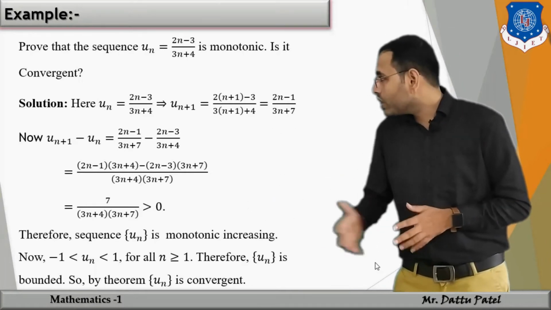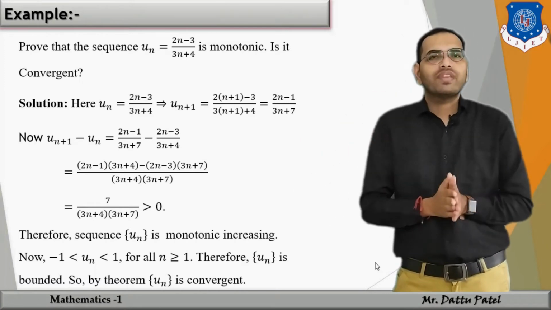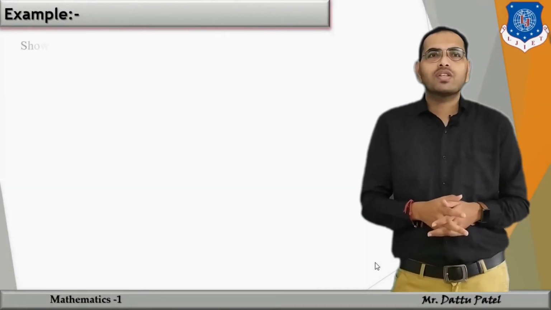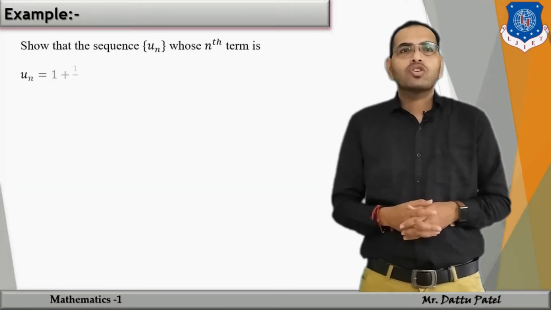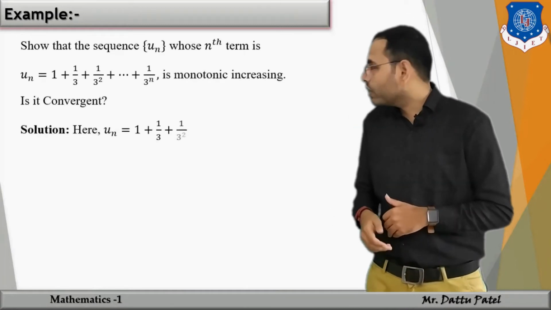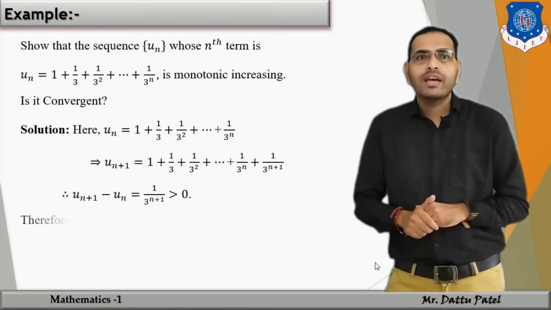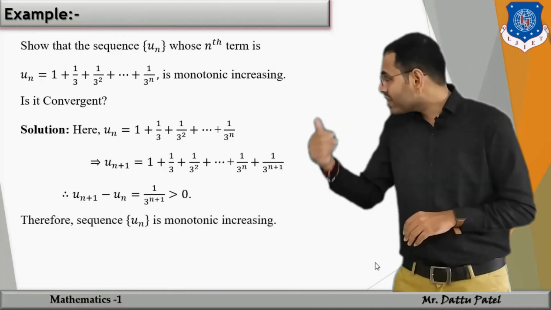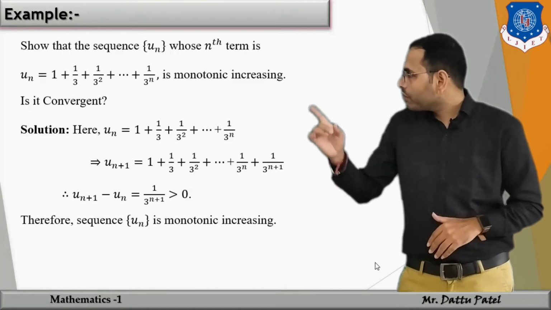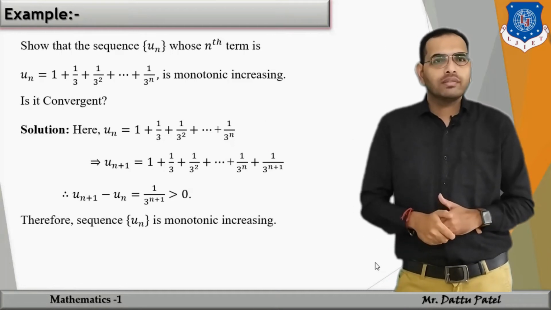So according to the theorem, if u_n is a monotonic increasing sequence and a bounded sequence, then it is convergent. Now let's see one more example of the bounded sequence. The sequence u_n whose nth term is u_n equals 1 plus 1 by 3 plus 1 by 3 square plus and so on plus 1 by 3 raised to n, is it monotonic increasing, or is it convergent. Firstly, here u_n equals 1 plus 1 by 3 plus 1 by 3 square plus 1 by 3 cube and so on plus 1 by 3 raised to n.